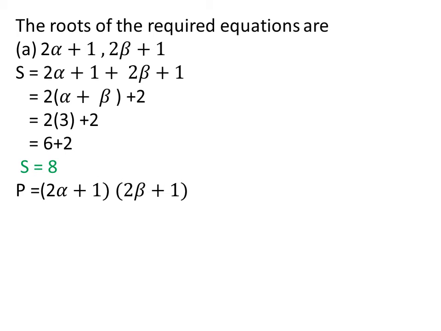Now we have to find the product of these roots. For this we will write p equal to 2 alpha plus 1 into 2 beta plus 1. By multiplying these terms we get 4 alpha beta plus 2 alpha plus 2 beta plus 1.